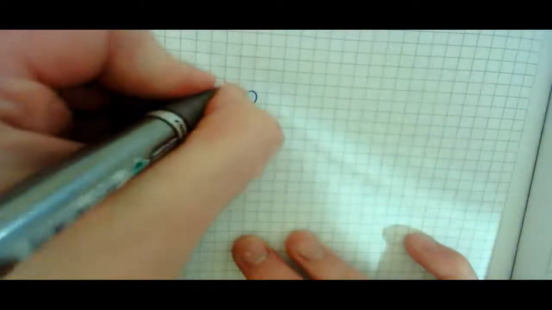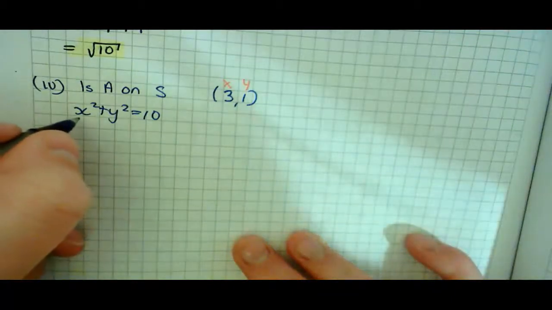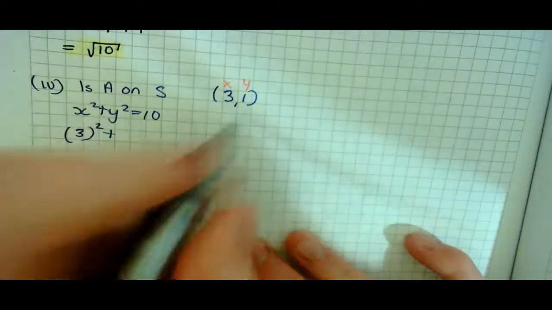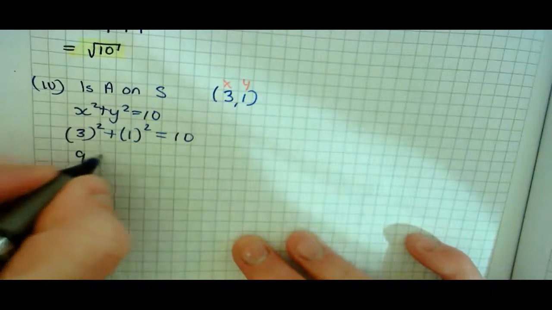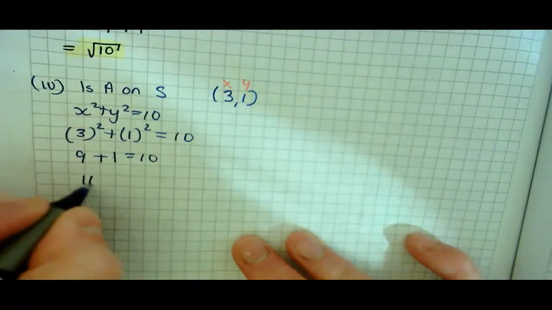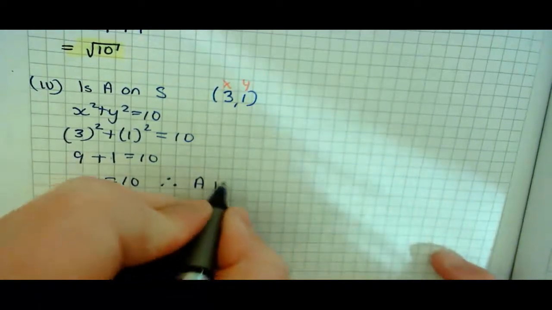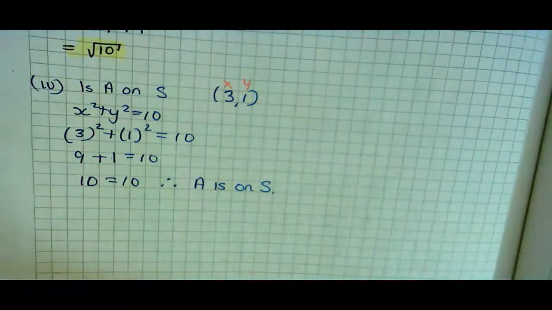So we know this is x, we know this is y. So I'm going to sub in for my x and y. So my x squared, that's 3 to be squared, plus my y squared is 1, should equal 10. 3 squared is 9, plus 1 squared is 1 is equal to 10. 10 is equal to 10, therefore A is on S. Okay, and that's a good enough explanation there.